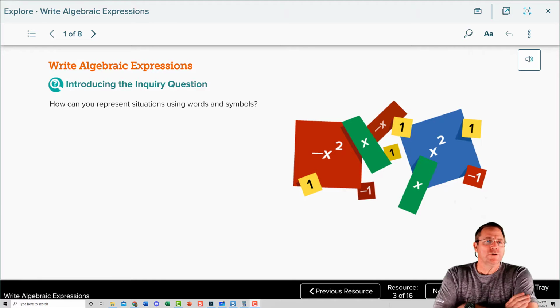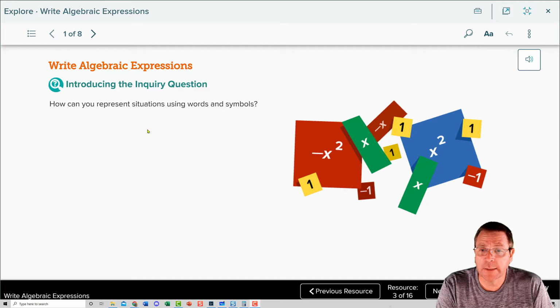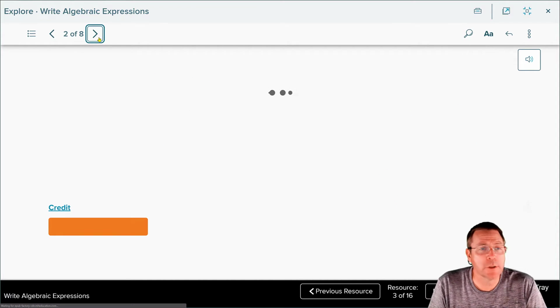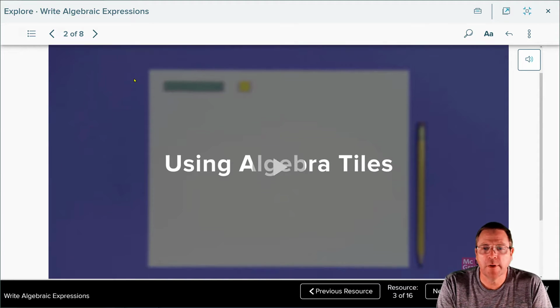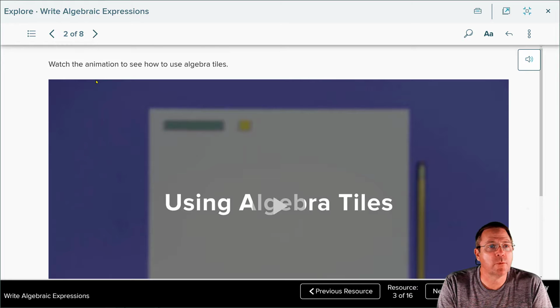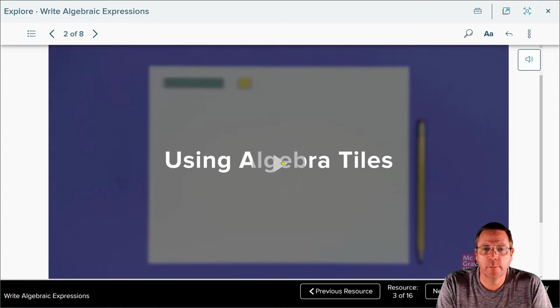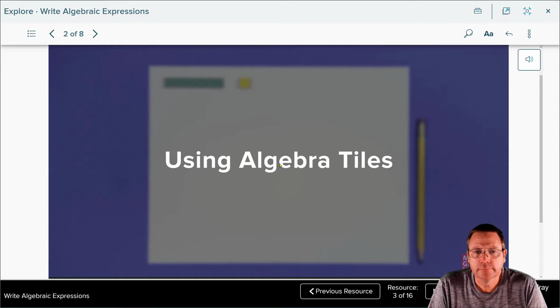Our inquiry question says, how can you represent situations using words and symbols? And look at that pretty artwork they have, which really means absolutely nothing to their question here. Now the book is going to give us a video on using algebra tiles to represent mathematics. So here we go. Using algebra tiles.